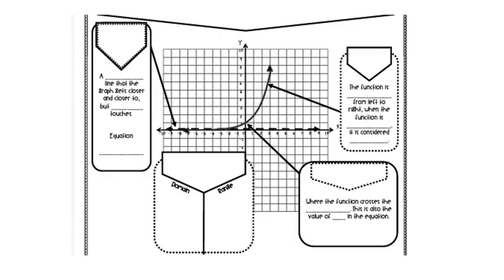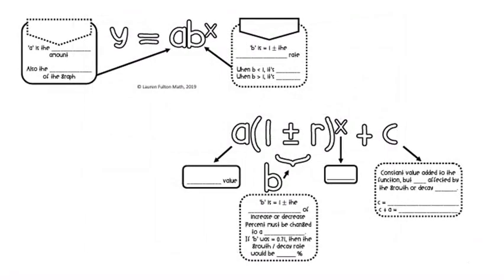Let's finish filling in our sheet. In this exponential equation, the letter a is considered the initial amount. I like to think of it as the starting amount. What amount does the equation start with? Also, it is the y-intercept of the graph. So fill that in on your sheet.